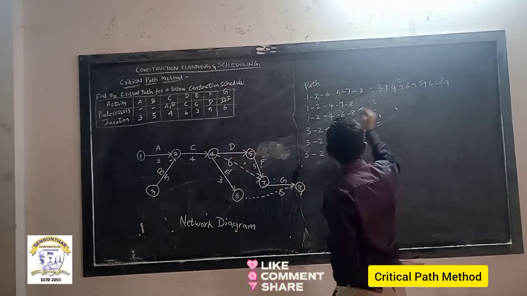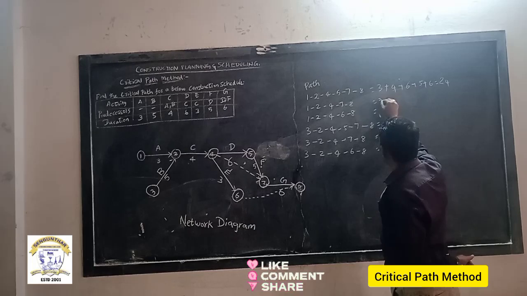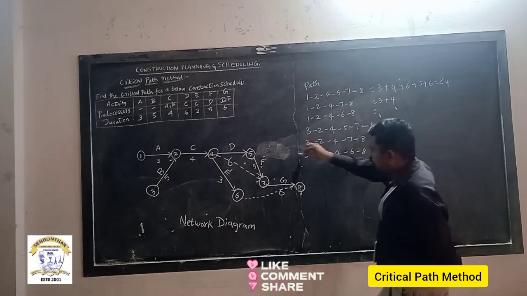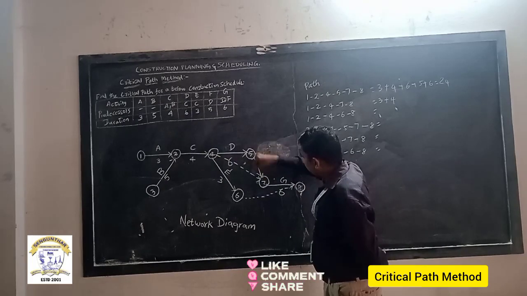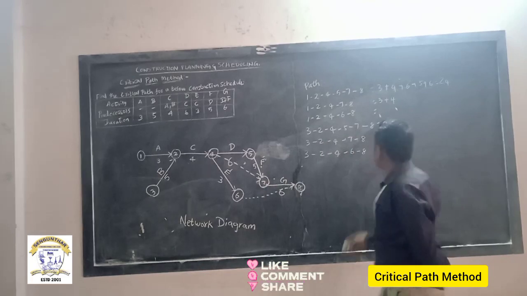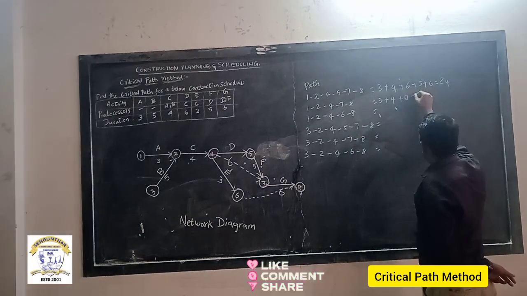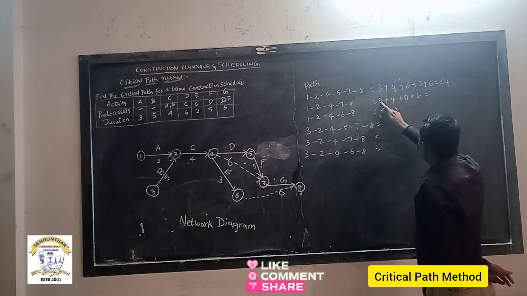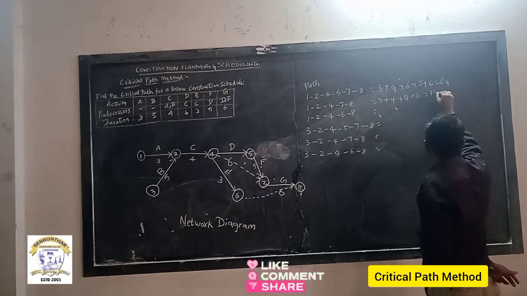Right. What is the second path duration? 1 to 2, 3. 2 to 4, 4. 4 to 7, I made a dummy activity. So obviously, a dummy activity has no duration, that's why I put 0 here. Next, 7 to 8 is 6. What is the sum of these values? 3 plus 4, 7. 7 plus 6, 13.